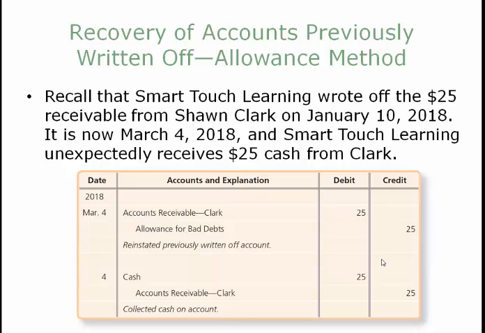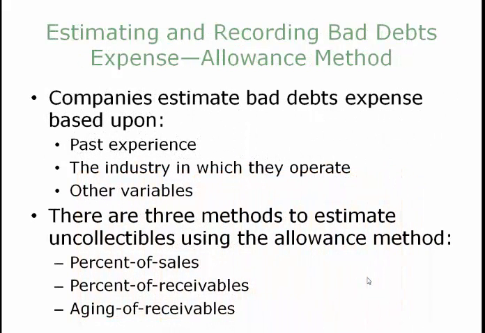And I've written that off because I don't expect that he's going to pay me. But on March the 4th, 2018, we determined they could pay. So just like in the direct write-off method, what I had to do is reverse my original entry to reestablish the receivable, and then I had to show that I'm going to collect money from him, and that's just typically a payment on account. Very straightforward.